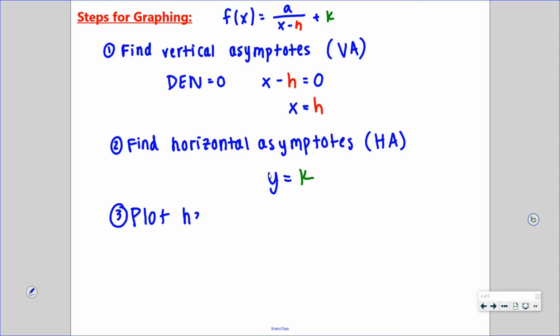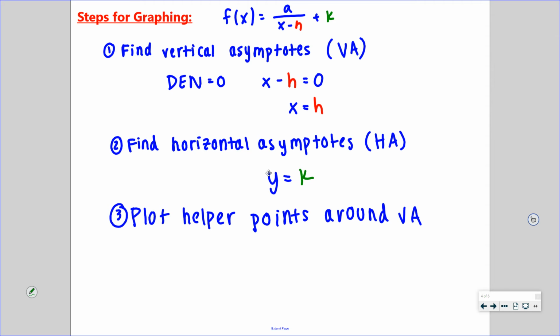You can call them helper points if you want. Plot them around the vertical asymptote, because that's where all the action happens, around the asymptotes. So if the asymptote shifts over 10 units, you don't want to pick points around the origin, you want to pick points around 10.